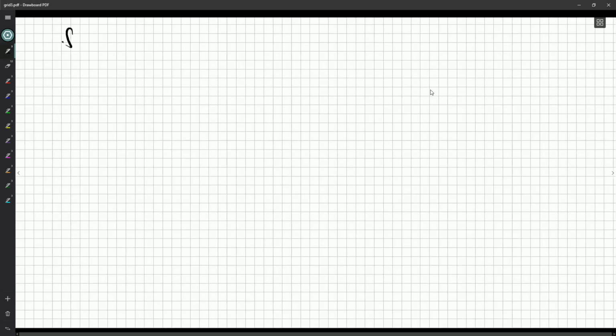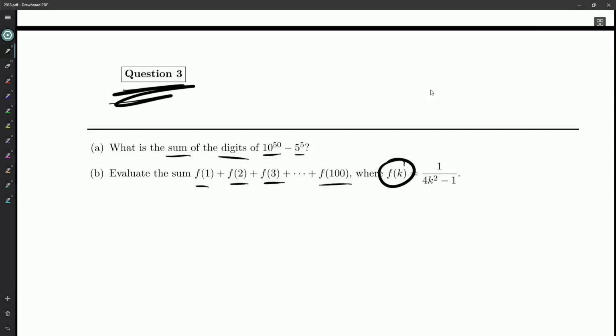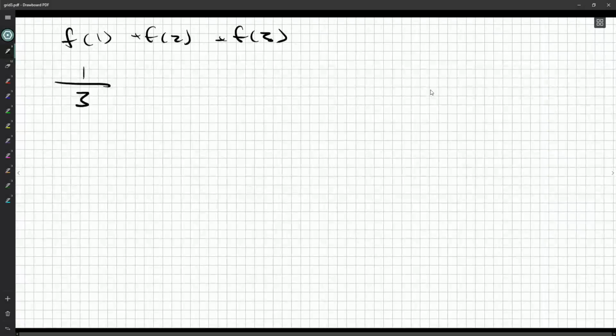So, okay, we have to do all the way up to 100. Now, just like the first part, let's do some pattern recognition. Let's just look at F1, F2, and F3. And we've got 1 over, what is it? It's 4k squared minus 1, so for k = 1 that'll be a third.